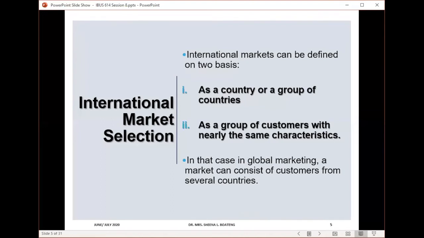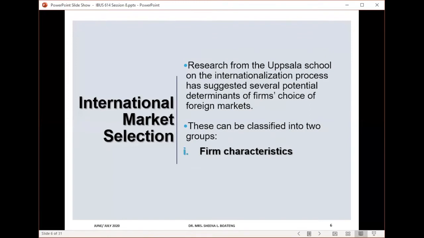So when it comes to global market selection, firms would either categorize them in terms of country or groups of countries, or look at them in terms of a specific group of customers that share similar characteristics. And this is essentially the starting point from which global marketers look at their international market selection. Now, once they have been able to determine which basis they are going for, whether in terms of geographic region or by customer characteristics, they then go on to look into the specific determinants of their selection.